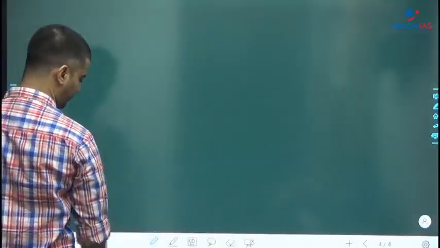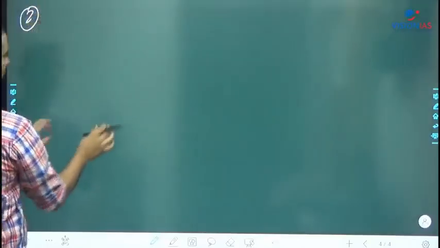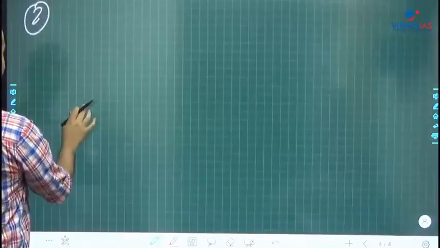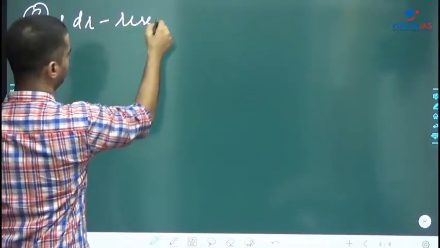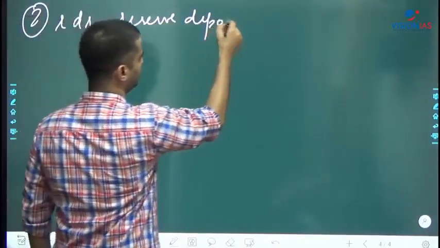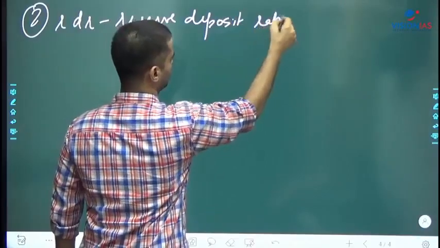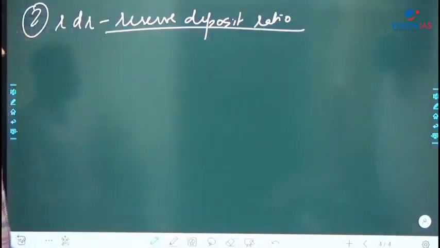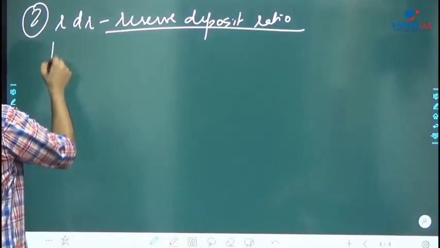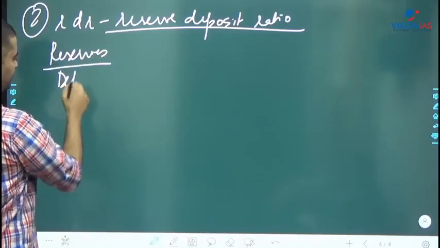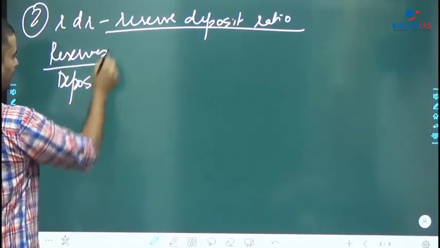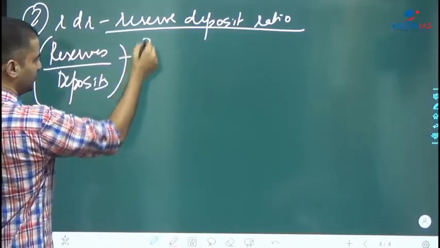The next ratio is RDR, reserve deposit ratio. Second ratio is RDR, reserve deposit ratio. What is reserve deposit ratio? As the name suggests, reserves upon deposits. Now, what are these reserves? This is the question. ये reserves का मतलब क्या है?